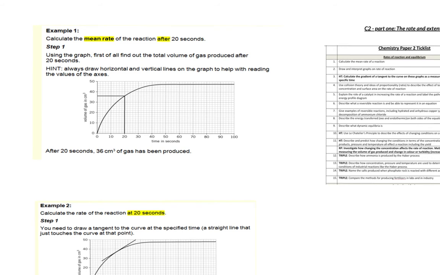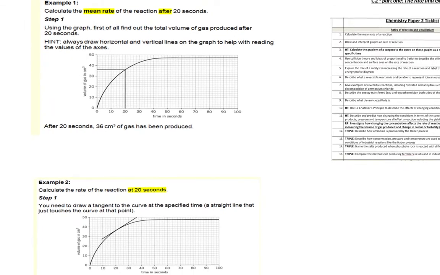Now that's quite simple. You just go up to the graph after they've given you the specific time. However, that is about an average, because as you can see, from 0 up to that point on this first graph, that is a curved line. So we're taking an average there because the rate isn't equal all the way along that line.